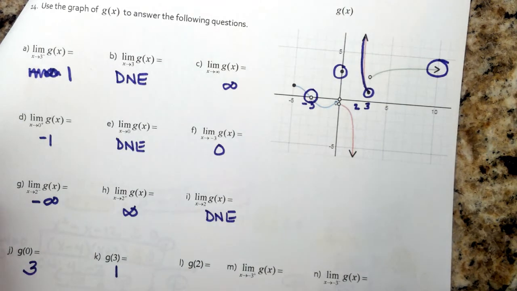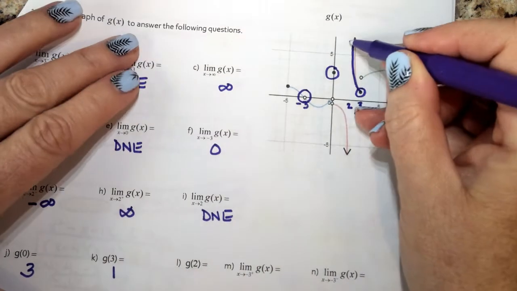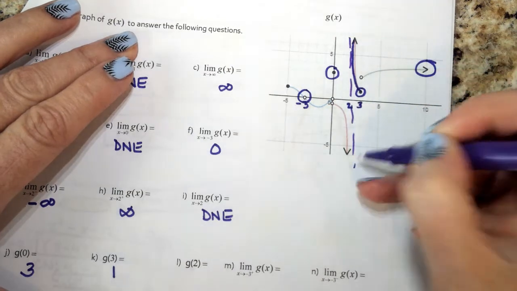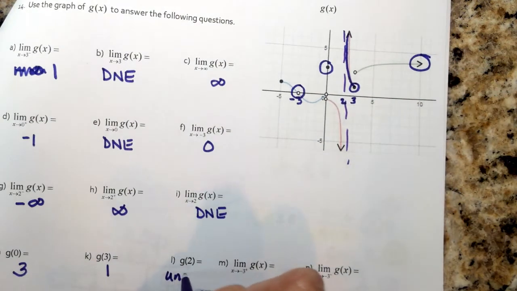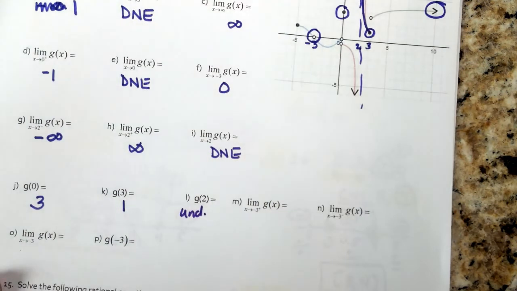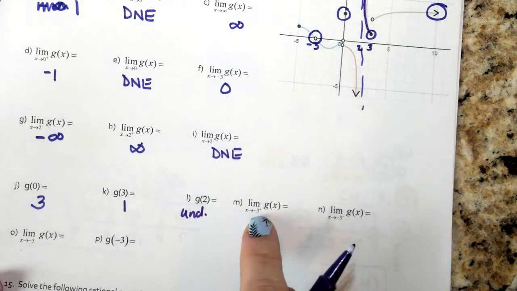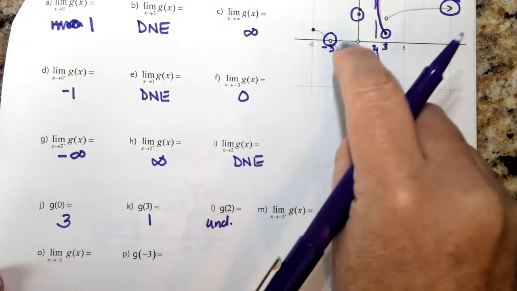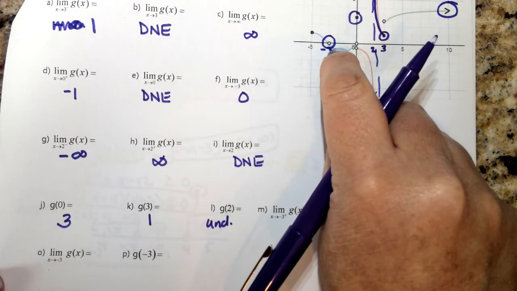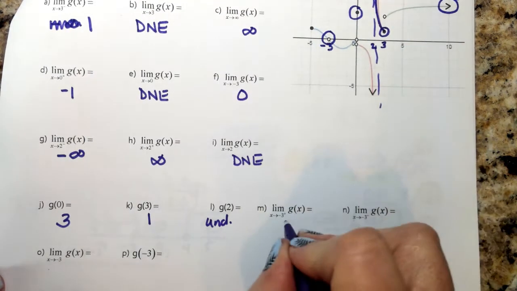G of 2. Notice there is no place on this graph where you have a defined value of x equals 2, so this is undefined. The limit as x approaches negative 3 from the right. So again, to the right of negative 3, as you get closer and closer to negative 3, it's approaching 0.